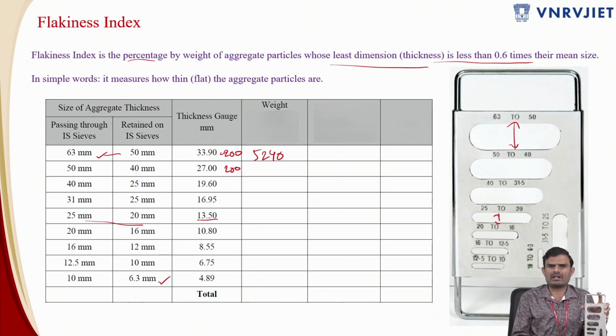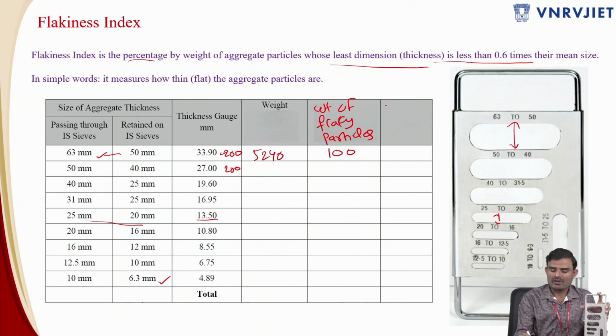Let us assume that somewhere around 10 or 20 particles have turned out to be flaky. Then the weight of those aggregate particles, the weight of flaky particles, let us assume I have got 100. I am least bothered about the number over here, I am very much interested in weight. Then your flakiness index is equal to the percentage weight of the particles whose least dimension is less, that is, which are passing through over here. So 100 divided by 5240, you will get the flakiness index value. This is only for a single size range.